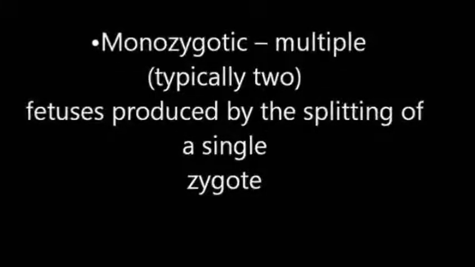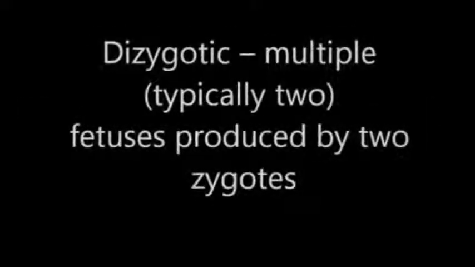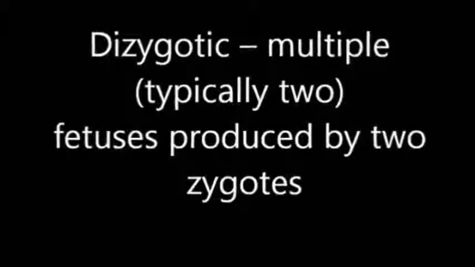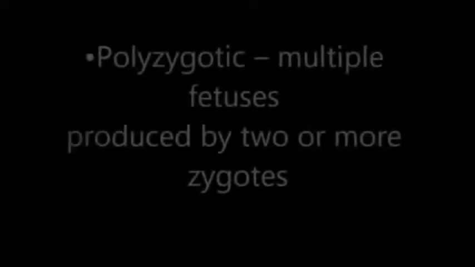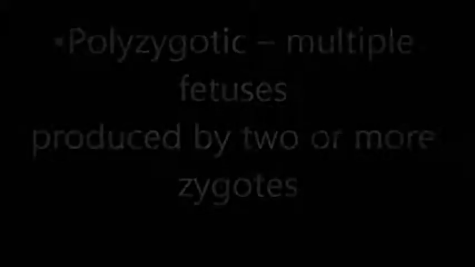Monozygotic are multiple fetuses produced by the splitting of a single zygote. Dizygotic are multiple fetuses produced by two zygotes. Polyzygotic are multiple fetuses produced by 2 or more zygotes. Multiple births can happen when multiple eggs are released or there is more than one ovulation, or when one egg is released but splits once or more. It can happen spontaneously.